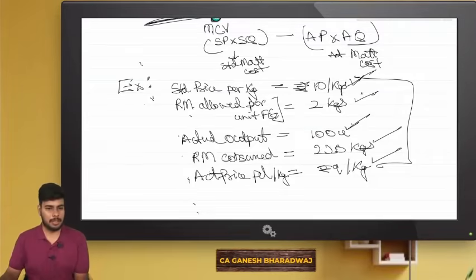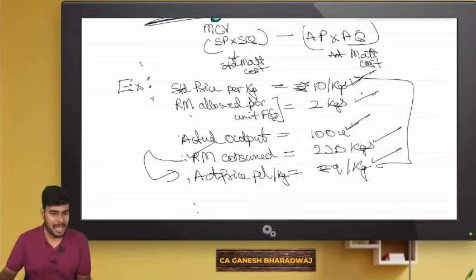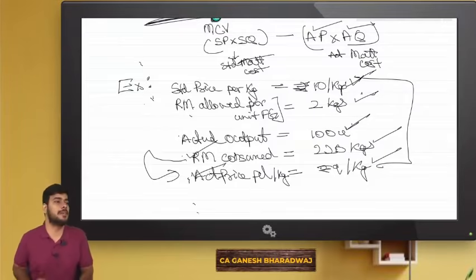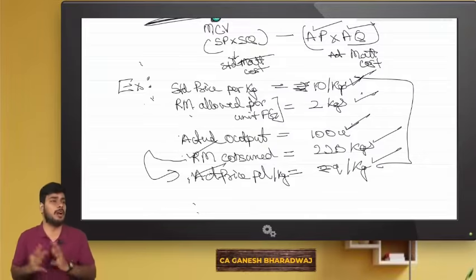What into what? 220 kgs into 9 per kg. Correct or not? Actually, I have consumed 220 kgs. Every kg I have purchased at 9 rupees. This is my actual material cost incurred. That's why the actual material cost is actual price into actual quantity of raw material. AP into AQ stands for actual price into actual quantity.